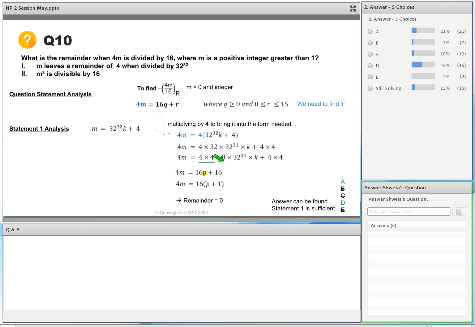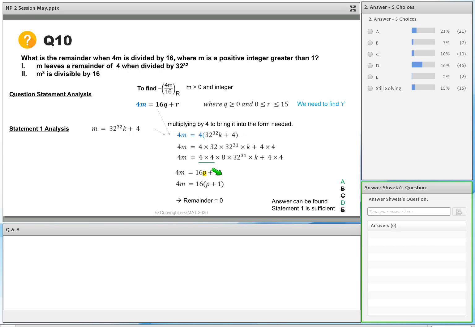And then the remaining 8 I've kept here. You don't need to bother about what this exact value comes out to be. It's just 16 times something. So let's just call that 16 times P. And on the right hand side, this 4 and this 4 get multiplied to give you 16. And since our equation from the question was 16q plus r, it has to be a multiple of 16 plus a remainder, which is less than 16.